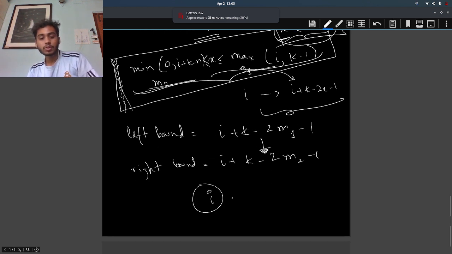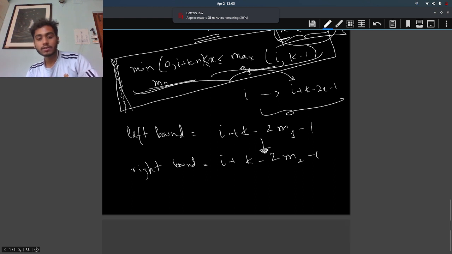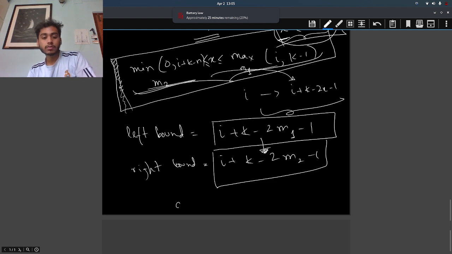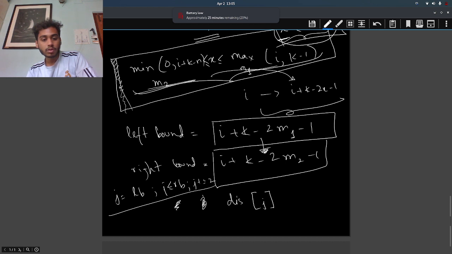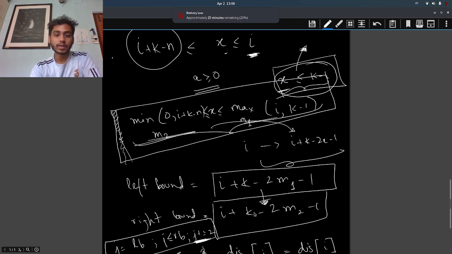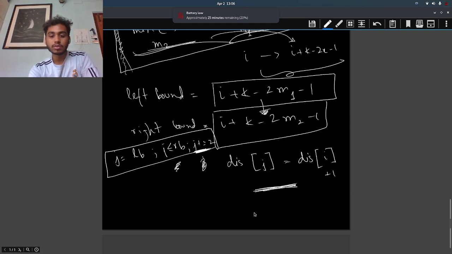If all these values are connected to i, then we can say that the number of operations to reach all these values should be equal to the distance to reach them. Let's say j, if we iterate from j equal to the left bound, j less than or equal to the right bound, j plus equal to 2, only if j is present in a set, which we will discuss, then distance of j will be equal to distance of i plus 1. This you get, right? Distance of j will be equal to distance of i plus 1.